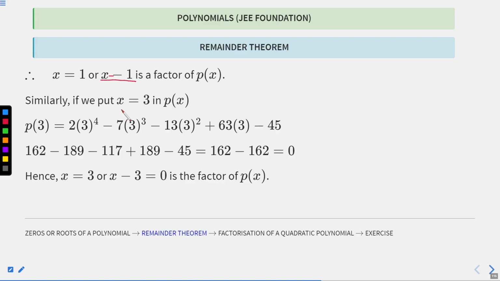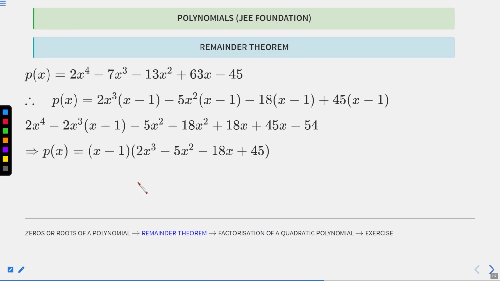In a similar manner, if you put x equal to 3, you will get that your expression, p of 3, will be 0. So this means x minus 3 is another factor. Okay, you have arrived at two factors till now. Let's see more about it.